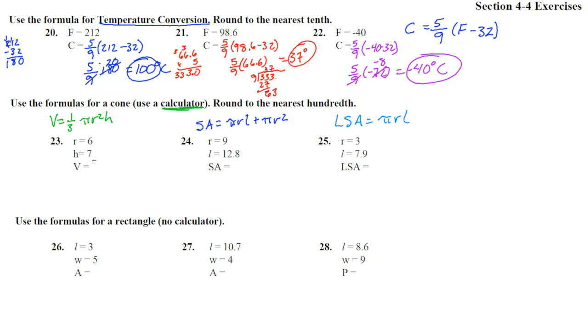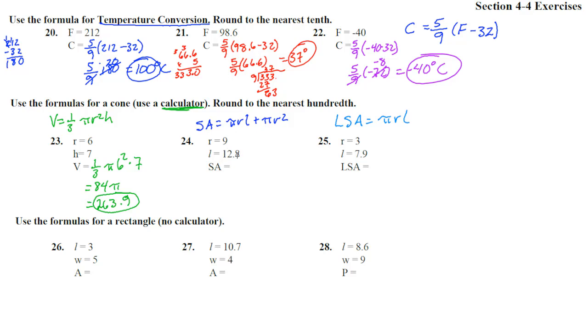This volume is going to be 1/3 times pi times r, which is 6, squared, times h, which is 7. So we substitute those in. Glad somebody made this formula, so all we had to do was stick it in. 6 squared is 36, and 1/3 of 36 is 12 times 7. So this is 84 pi. Sticking that into the calculator, we get 263.8937. So I'll stop right there. 263.9. Cool.